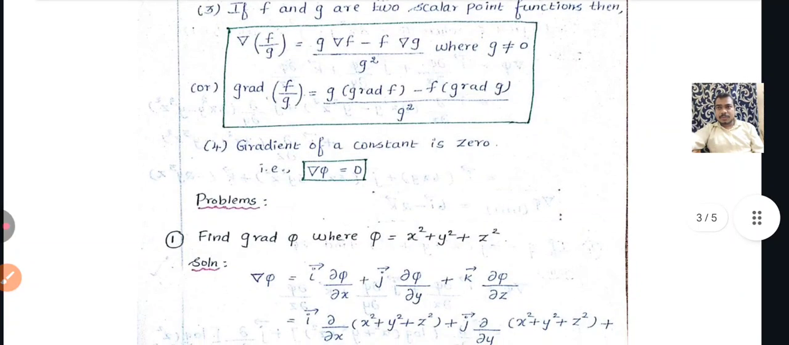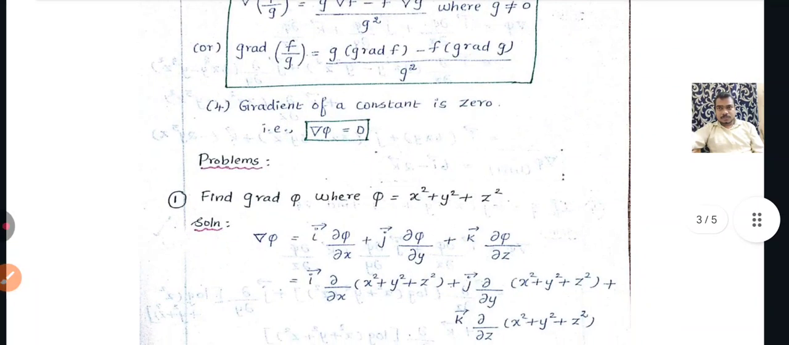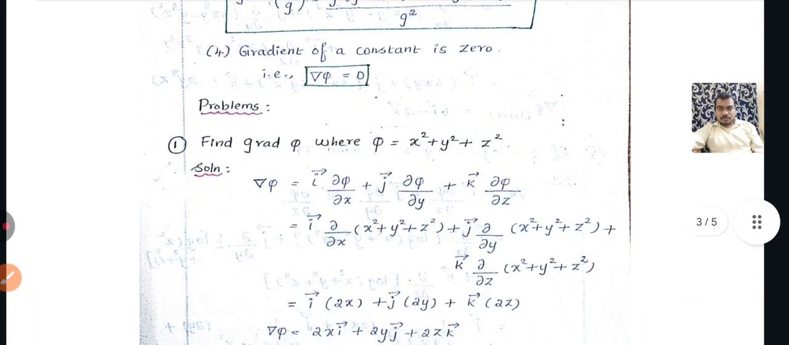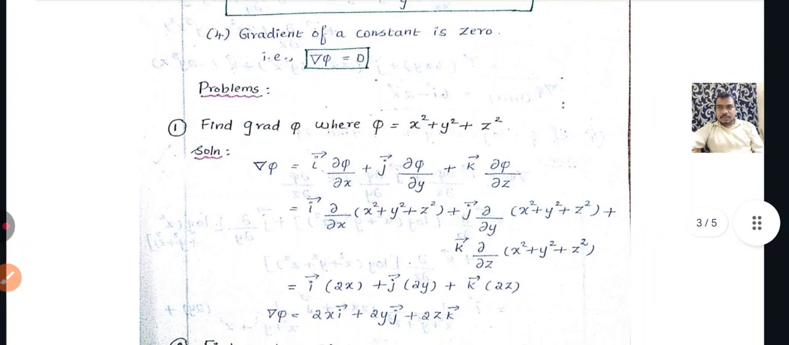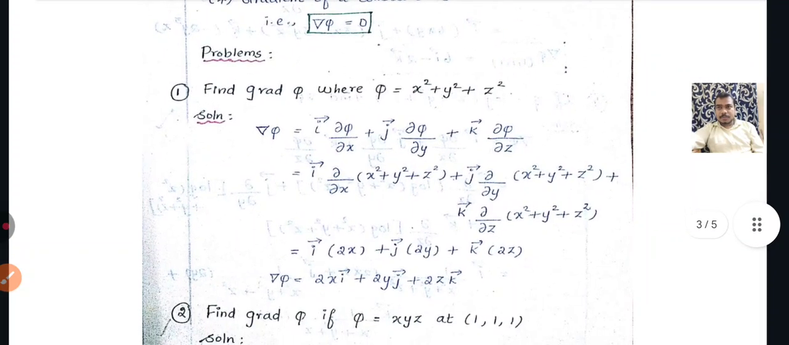The fourth property is the gradient of a constant is 0, that is del pi is equal to 0. Let us see one example problem. The question is: find grad pi where pi equals x squared plus y squared plus z squared.